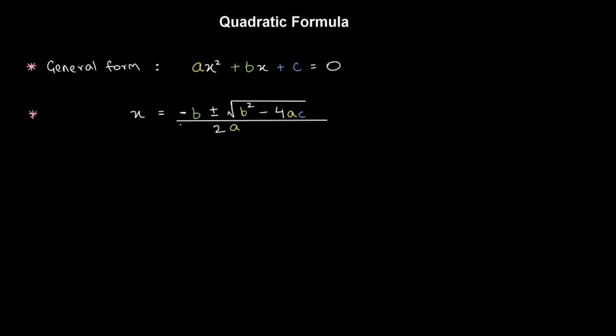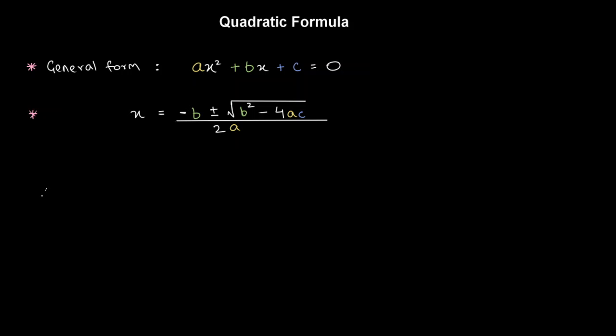The value of x is equal to minus b plus or minus square root of b square minus 4ac upon 2a. Now remember, any given quadratic equation has two roots. The first root will be minus b plus square root of b square minus 4ac upon 2a, and the second root will be minus b minus square root of b square minus 4ac upon 2a. Now, how do we use this formula?